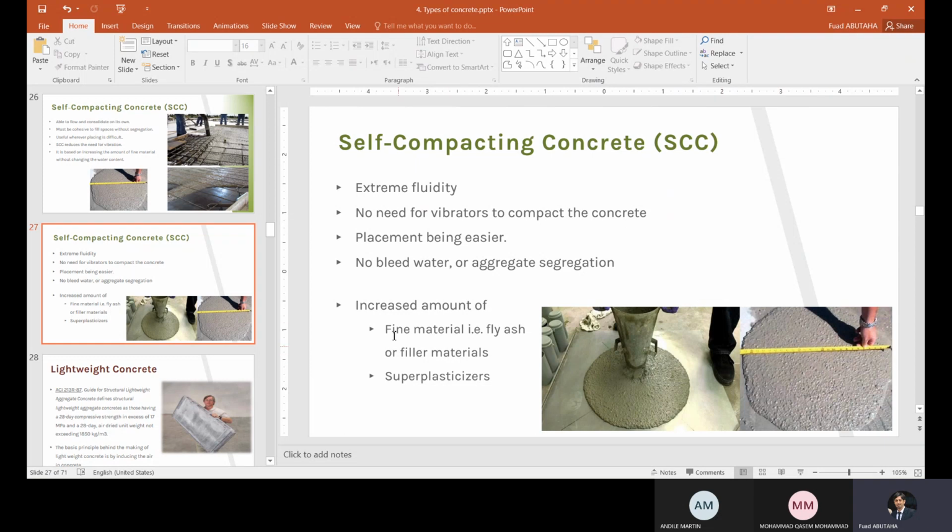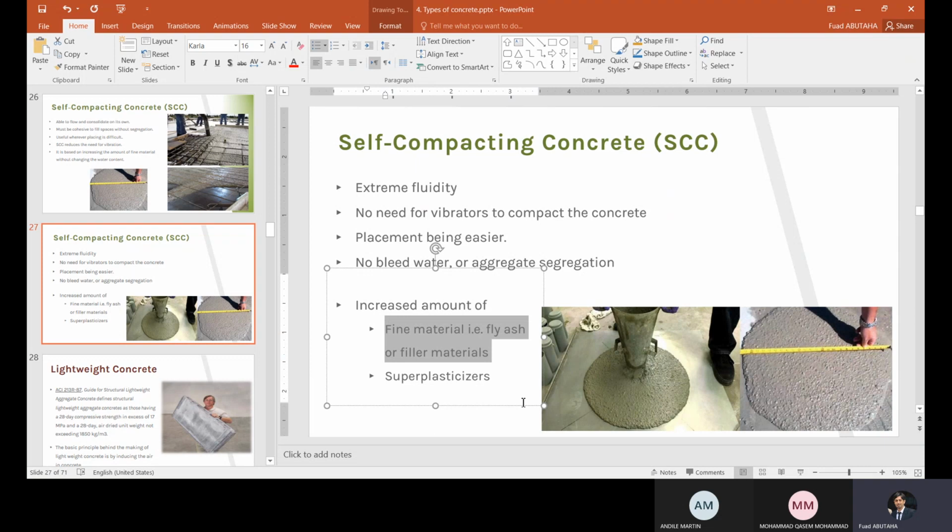We need to consider other factors, like increasing the fine particles, whether in the cement or by adding mineral admixtures, increasing the binder contents. We need to increase the binder contents together with adding the superplasticizer. So superplasticizer alone doesn't work with this kind of concrete, because a high superplasticizer amount with normal concrete will result in segregation and problems happening to the concrete.